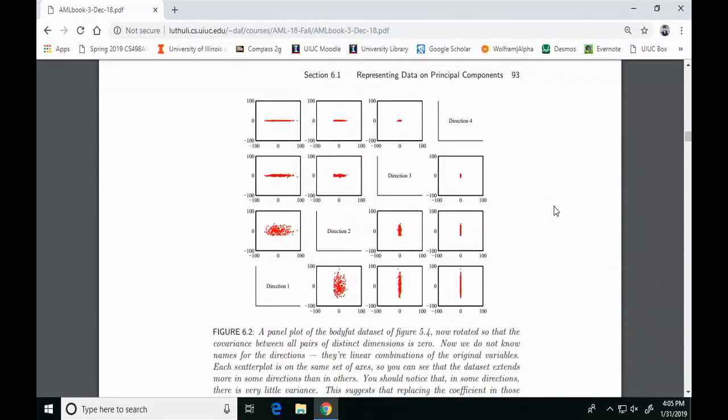Here's that same data space after we've done the translation and the rotation to eliminate the covariance. So now you can see that there's no covariance in these graphs. Now you can't talk about what the different dimensions are. You don't know what the features are anymore because they're in this other space. They're no longer height and weight and adiposity. They're something else.